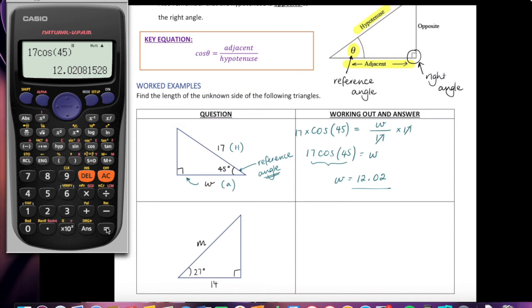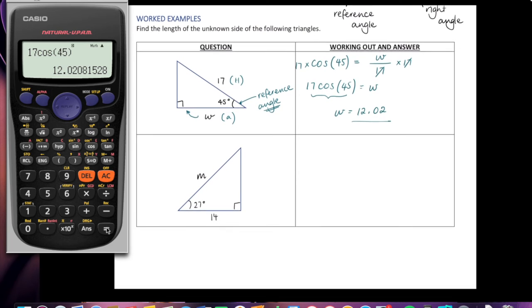Again, if I were to say that all the units for this particular triangle were in centimeters, meters, millimeters, whatever it is, make sure you give the units. In this case, I haven't, so I've just given you numbers. So my final answer will be W is equal to 12.02.